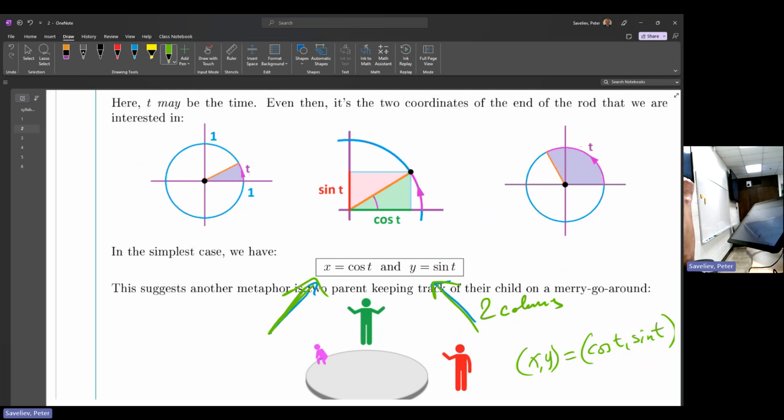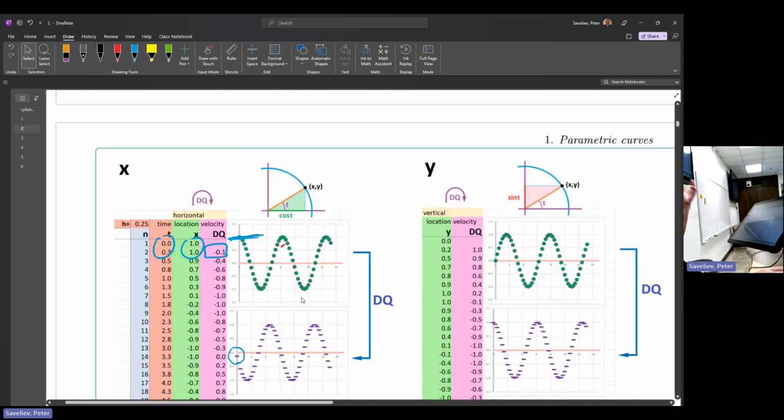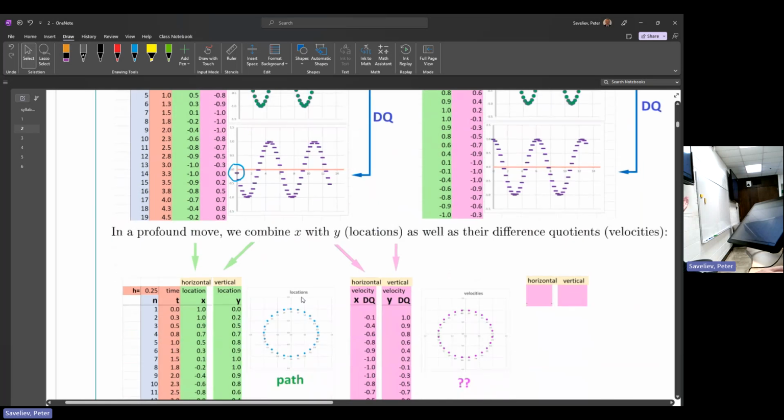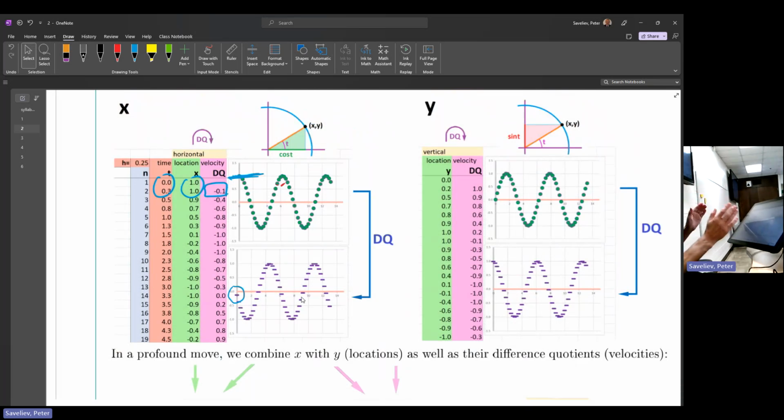So that's the introduction to multidimensional calculus right here. Well, not quite. The next step in multidimensional calculus is what happens to the derivative. The same story, right? We have here two columns of difference quotients in purple, and just as the green columns are collected together, so do the difference quotients. So rather than keeping x and y separately and taking the derivative of each, we combine x and y to create the curve, and then we combine their difference quotients, x prime, y prime, to produce what? Another parametric curve.